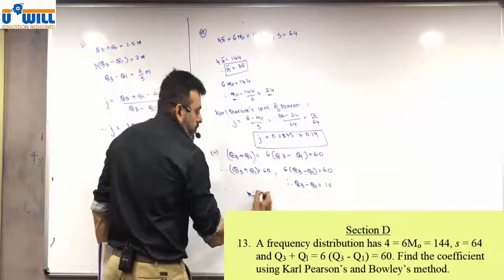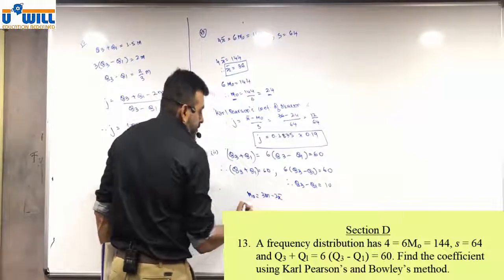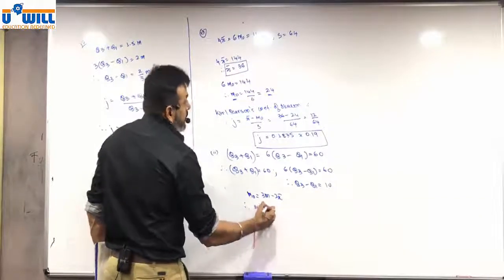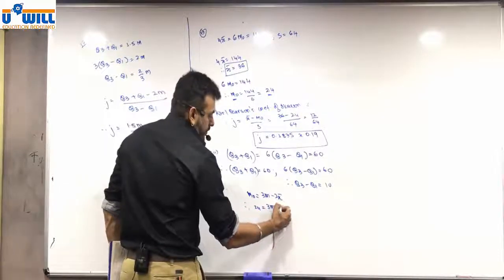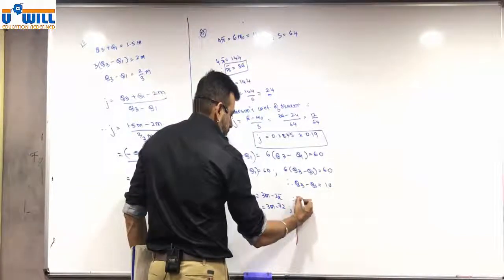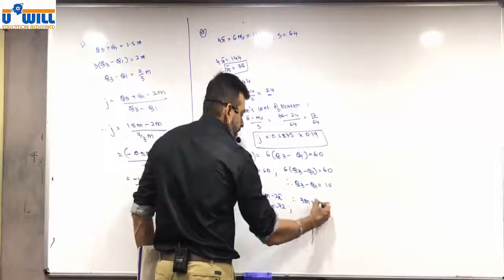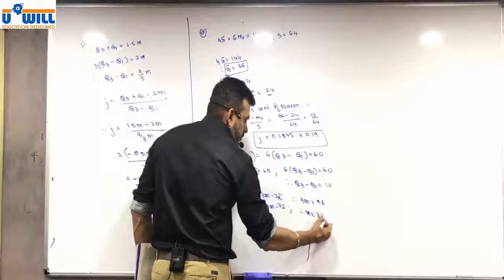Mode is equal to 3m minus 2x bar. Therefore, mode 24 is equal to 3m minus 2x bar, so 72. Therefore, 3m is equal to 96. Therefore, median is equal to 32.